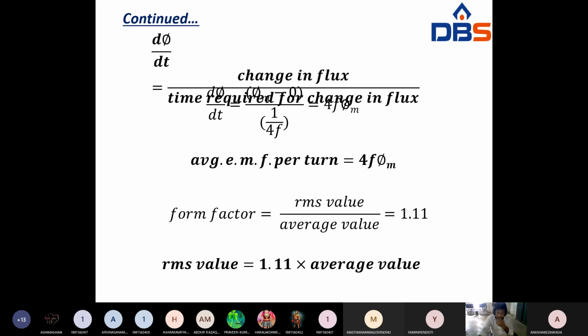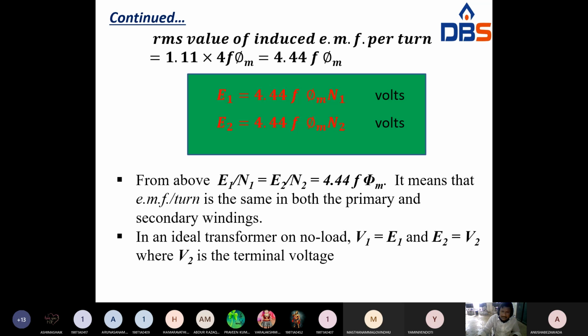So form factor is equal to RMS value by average value, that is equal to 1.11. We have to find RMS value. We know the average value. We know the form factor. So 1.11 into average value, that is 4 f phi m into 1.11, that is 4.44 f phi m, right? And how many turns are in the primary winding? N1 number of turns. How many turns in the secondary winding? N2 number of turns. Therefore E1 is equal to 4.44 f phi m N1 volts, E2 equal to 4.44 f phi m N2 volts.